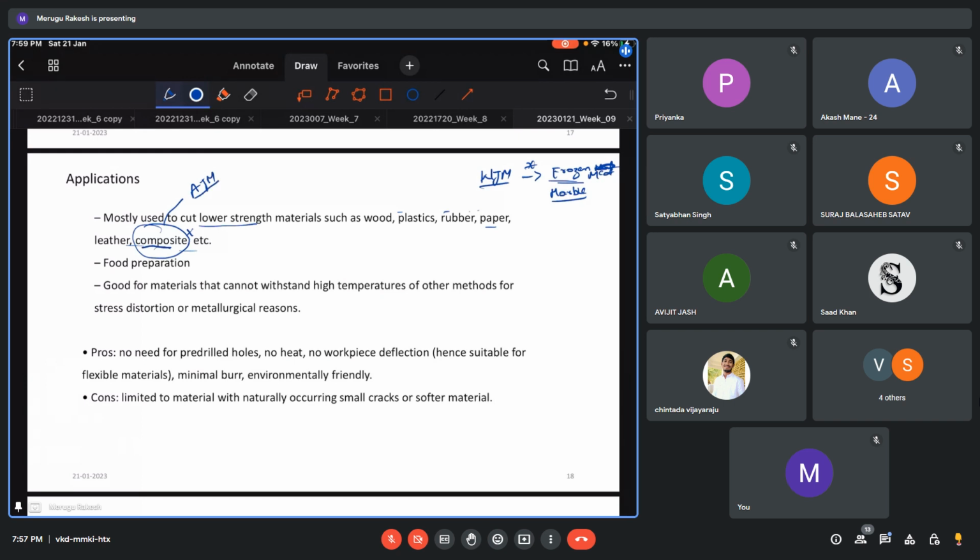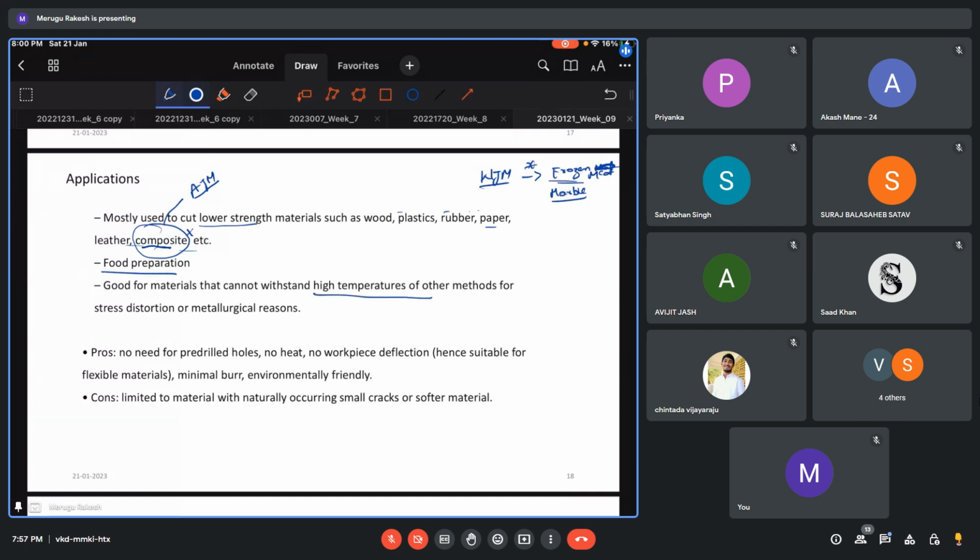So you might see these polymer composites, right? Epoxy, glass fibers, which are essentially used in aerospace materials. So we use this AWJM especially for these composite materials, because these types of materials are not conductive, so I cannot really go with the other types. I cannot go with conventional machining because of some of the difficulties that I have discussed earlier. Then food preparation, I have given the example there.